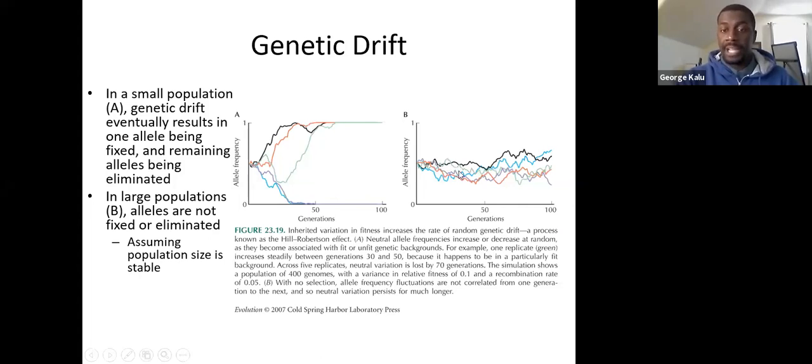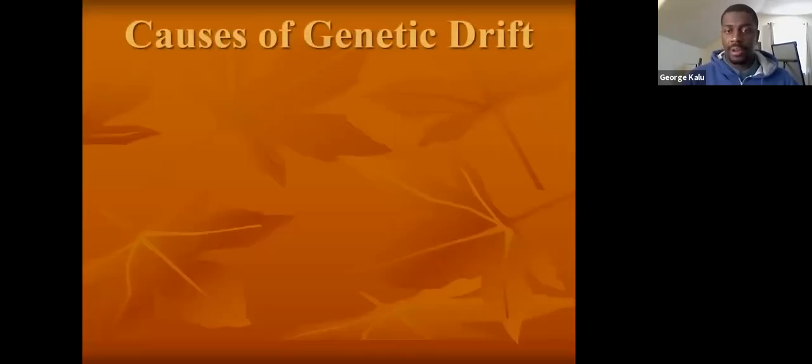In large populations, that's not necessarily the case because there are so many individuals and so many alleles in the population, it's very, very difficult for alleles to become fixed or eliminated. So every allele pretty much will stay in the population, assuming the population size stays stable. Any questions on genetic drift so far?